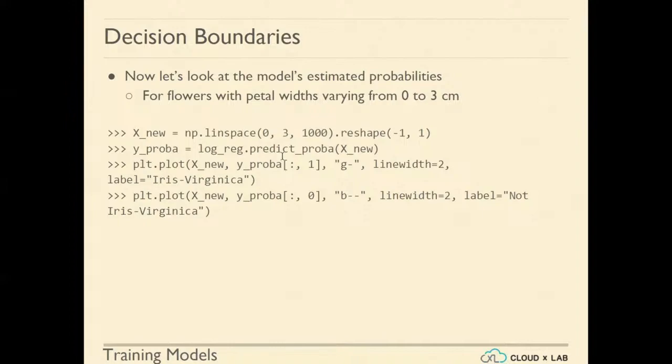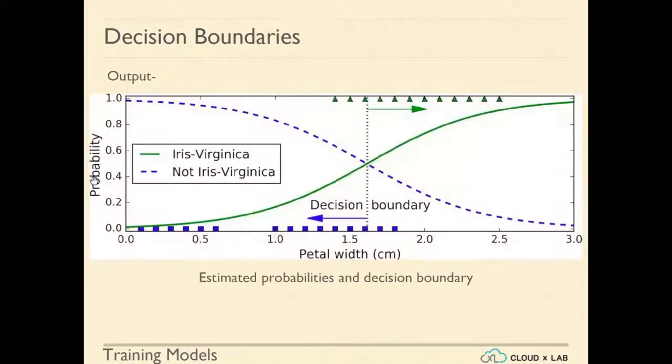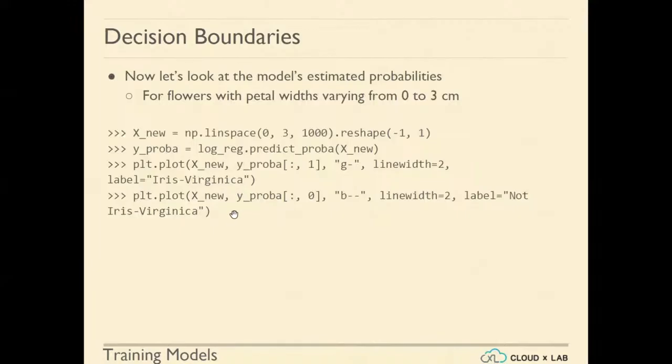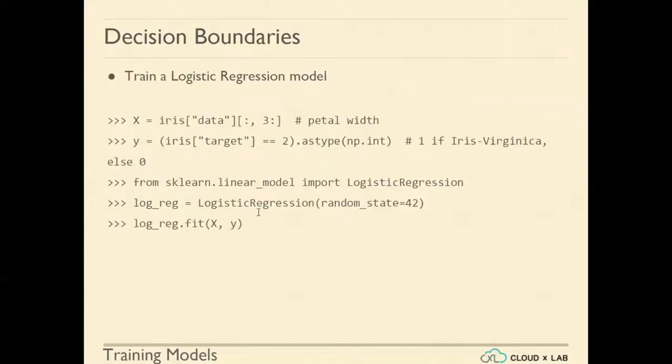Yes, sorry. So on the y side we are having probabilities, and we are printing probabilities for both classes, right? Virginica class and not Virginica class. So we are plotting for both. Because in output, if you use this logistic regression classifier, you will get two probabilities: one probability for the positive class, and another probability for the negative class, right?